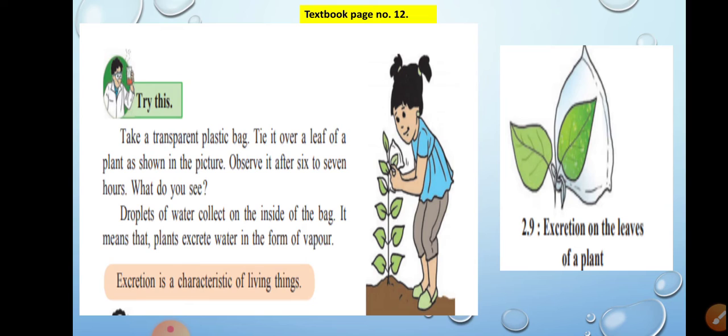So for this purpose we have to do one small activity, and you can refer to textbook page number 12. Here you have to take a transparent plastic bag and tie it over a leaf of a plant as shown in the picture. Observe it after 6 to 7 hours. What do you see? You can see small droplets of water collected on the inside of the bag. It means that plants excrete water in the form of vapor. So after this activity, you can see that excretion is a characteristic of living things.